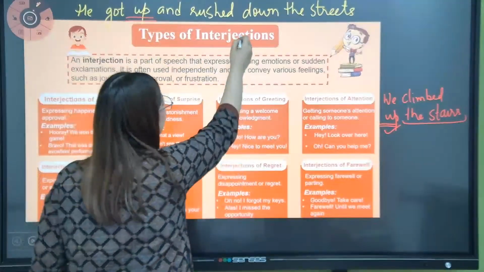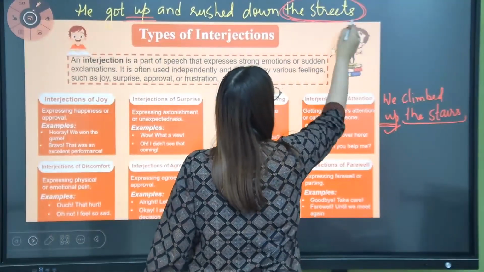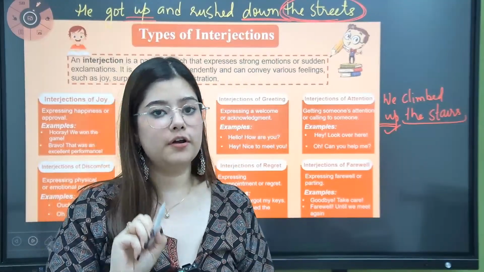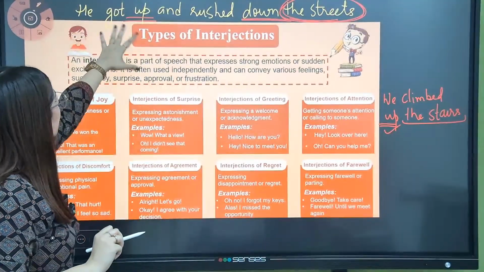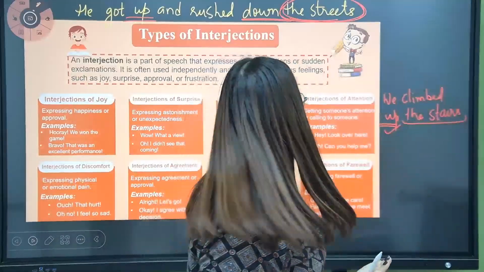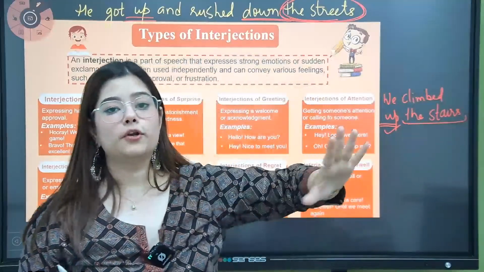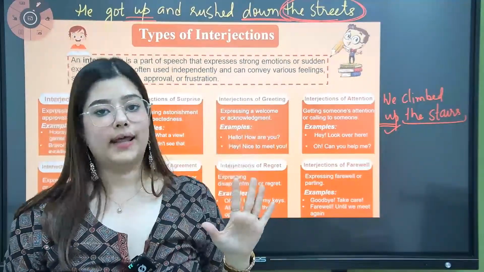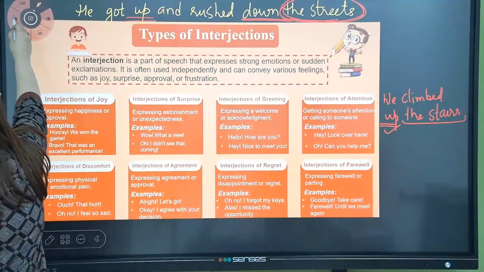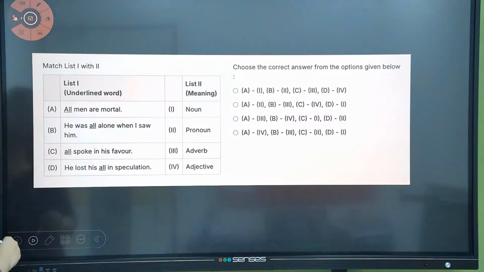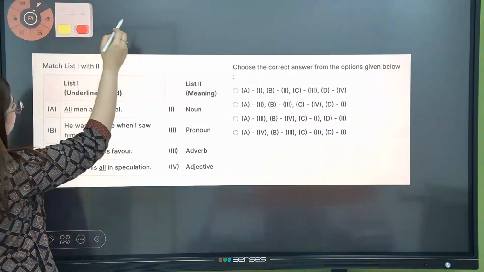And rushed down the streets. Now this is an object. Down would be a preposition here, but up would not act as a preposition here. It does not have an object after it. It will not act as a preposition. Down the streets, down would act as a preposition. So please remember these small nuances. Let's start with the first question.